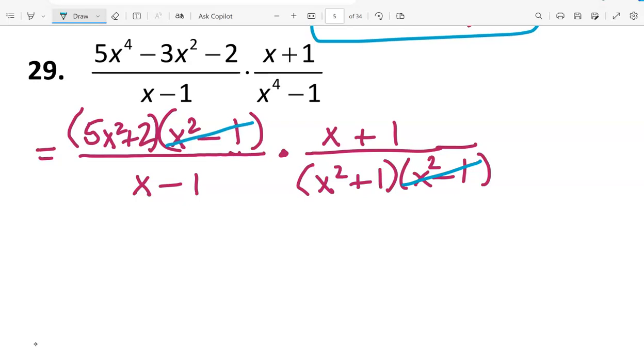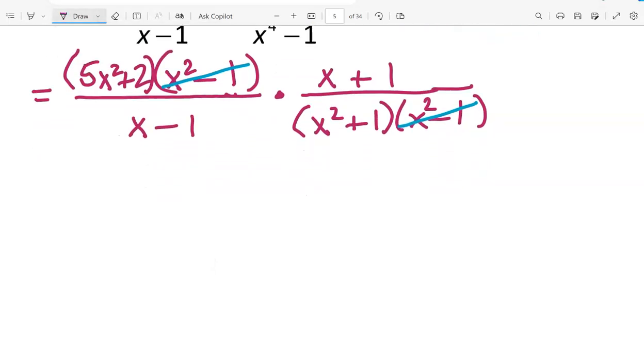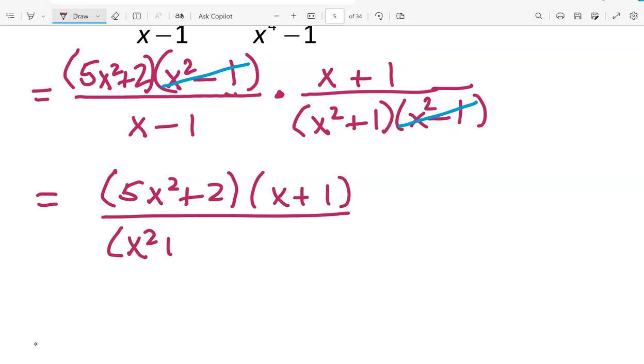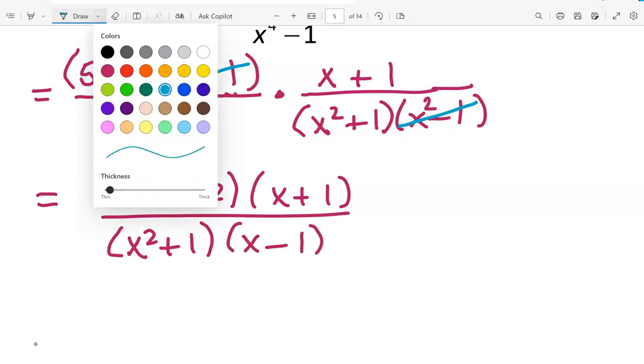And I believe that those are all the factors that can be canceled. So our numerator in the final result is 5x squared plus 2 times x plus 1. And the denominator is x squared plus 1 times x minus 1. Those factors can be written in any order.